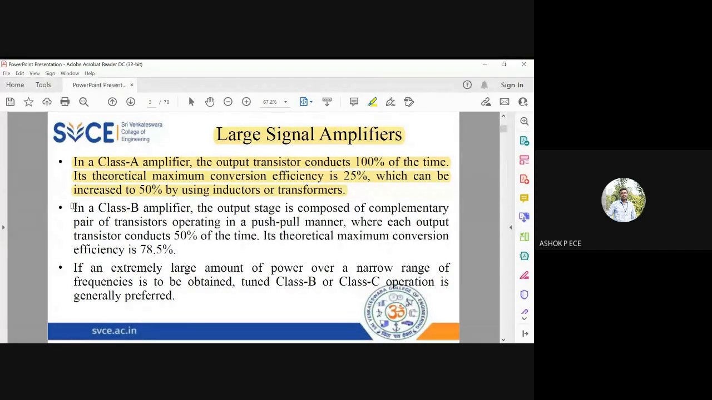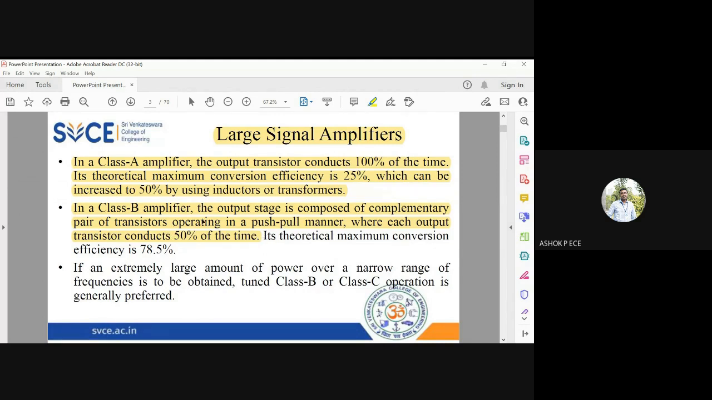Class B amplifier, you see, it is going to conduct only for 50% of the time. It is going to work for 50% of the time. So remaining 50%, it is not going to operate. It is going to be cut off. So 50% of time it is going to be in active region. Remaining 50% it is going to be cut off.